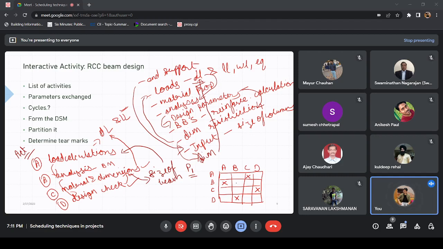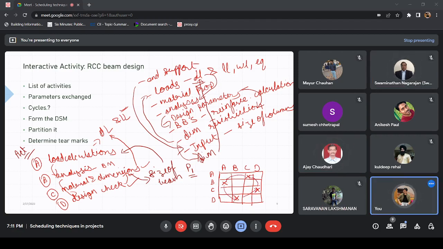So how to make this DSM with the help of parameters you saw, and now I will give you one additional example here. We will move a little forward from this. So you got a loop here, right? You can see the loop. A gives information to B, B gives information to D, D gives information to C, and C again gives information to A, right?